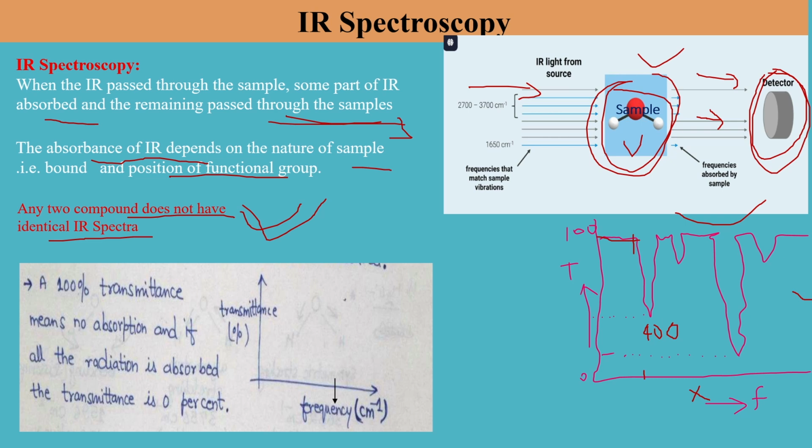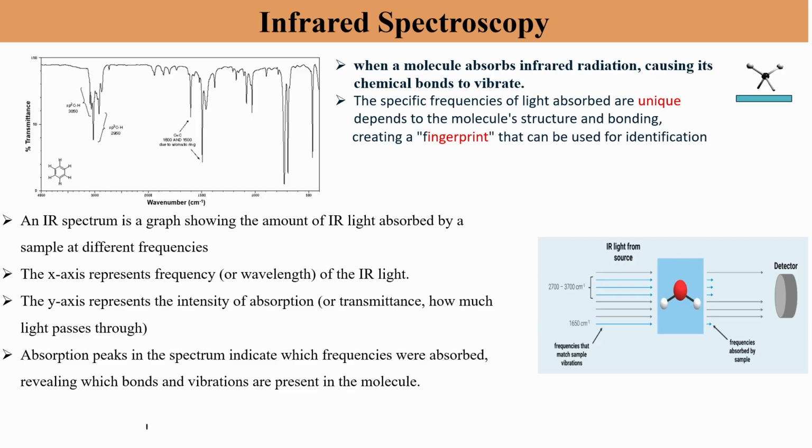So you will not get this frequency in the detector, and the transmission comes down. In this way, the spectrum of the IR can be drawn. 100% transmission means no absorption. All the radiation is transmitted in a perfect plane. This is the transmission, as I have explained, and this is the frequency. I have explained how the IR spectrum is formed.